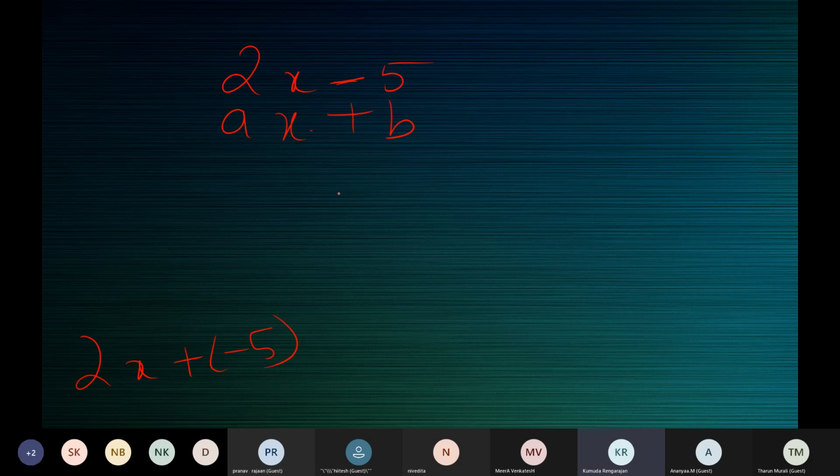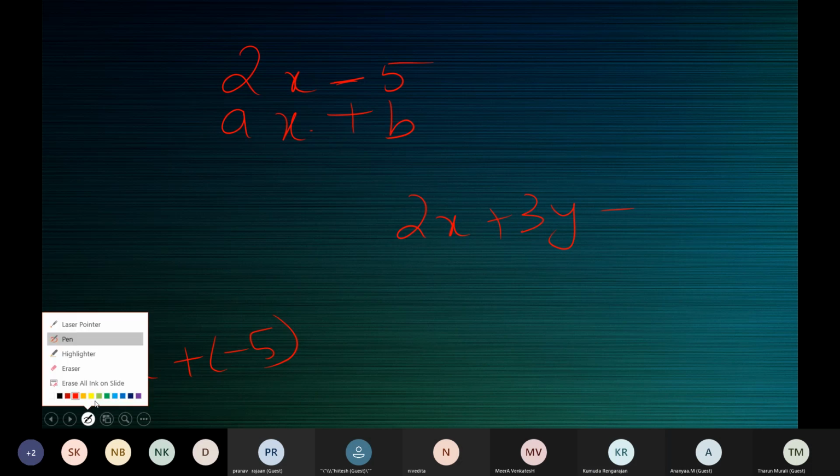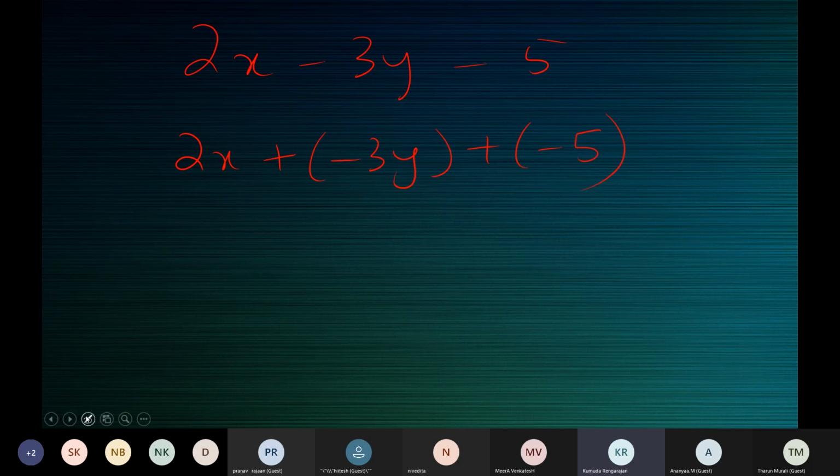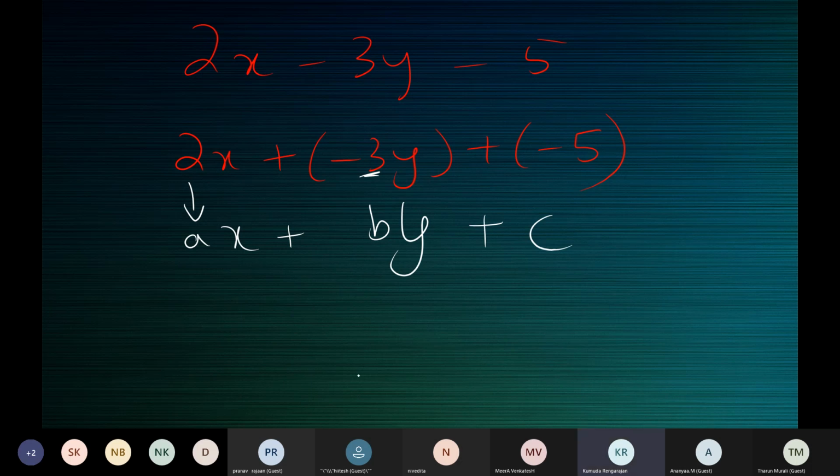That's all. Take another example, with two variables x and y. Let me take a plus sign, because you can write a minus as plus of minus. This can be written as 2x plus minus 3y plus minus 5. So what's the standard form? ax plus b y, as it is, plus c. The coefficients become a and b and the constant becomes c. That's all. Just take an example and get the standard form.